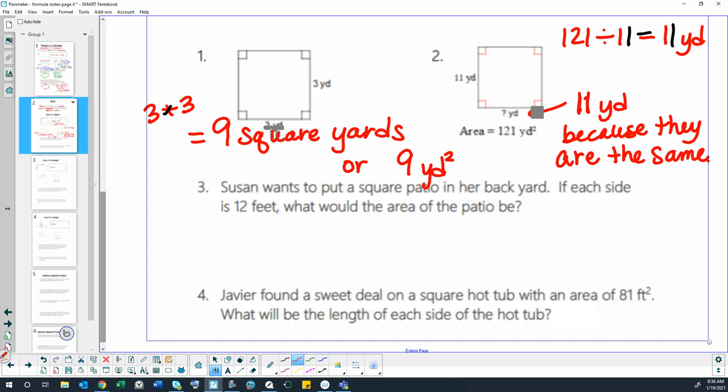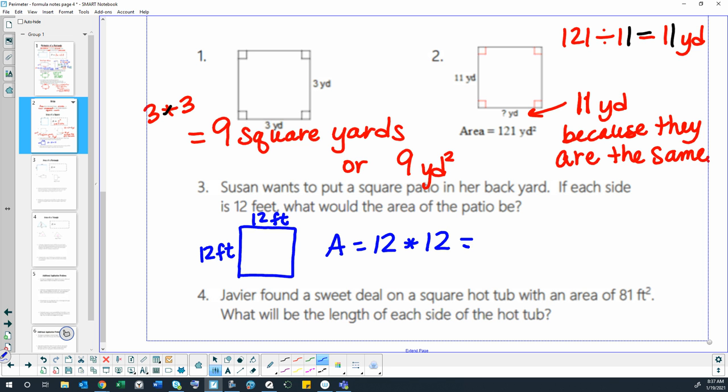Susan wants to put a square patio in her backyard. If each side is 12 feet, what would the area of the patio be? As you know, I like to draw a picture. Just going to start with a picture. Each side is going to be 12 feet. What's the area of the patio going to be? So all we have to do is go 12 times 12. You guys know what that number is? 144 square feet.